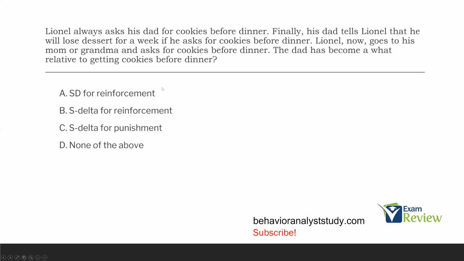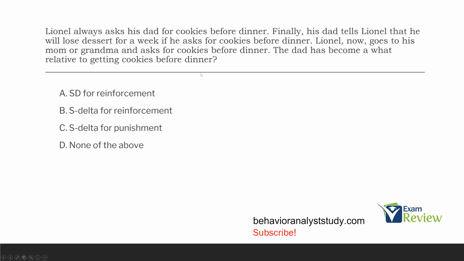Lionel always asks his dad for cookies before dinner. Finally, his dad tells Lionel that he will lose dessert for a week if he asks for cookies before dinner. Lionel now goes to his mom or grandma and asks for cookies before dinner. The dad has become a what relative to getting cookies before dinner?